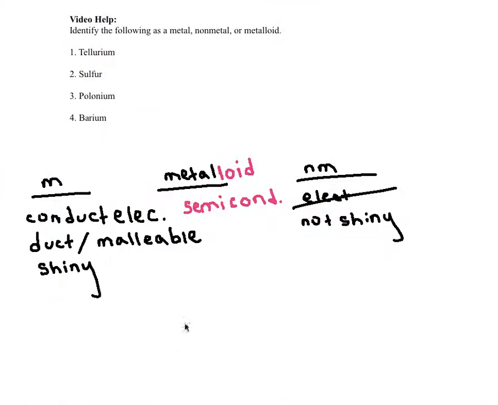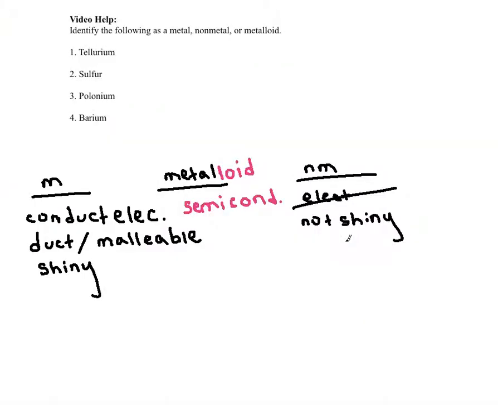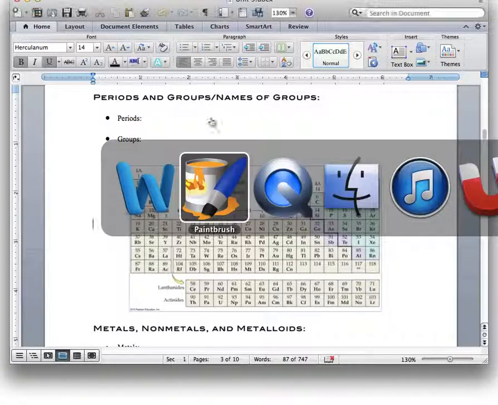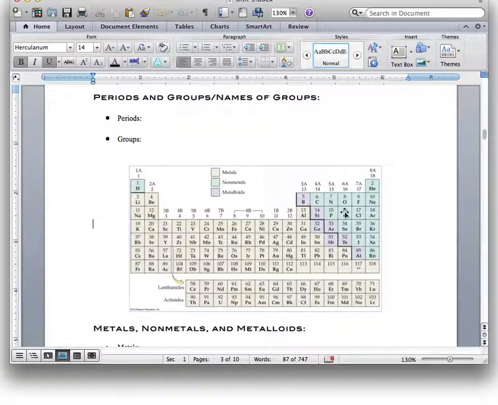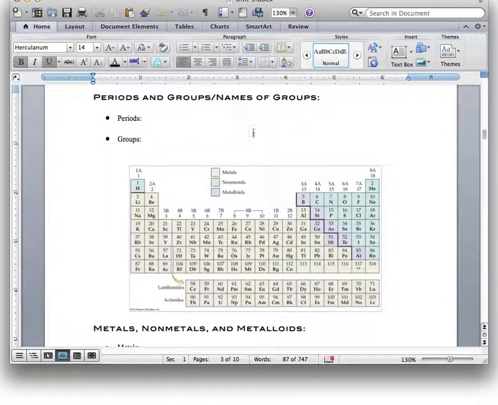So tellurium, the first one, we've got tellurium right here, so that's a metalloid. For sulfur, if you look at it, it is right here. So that's a nonmetal, S, sulfur. Okay. Polonium, which I believe is Po, is right there.